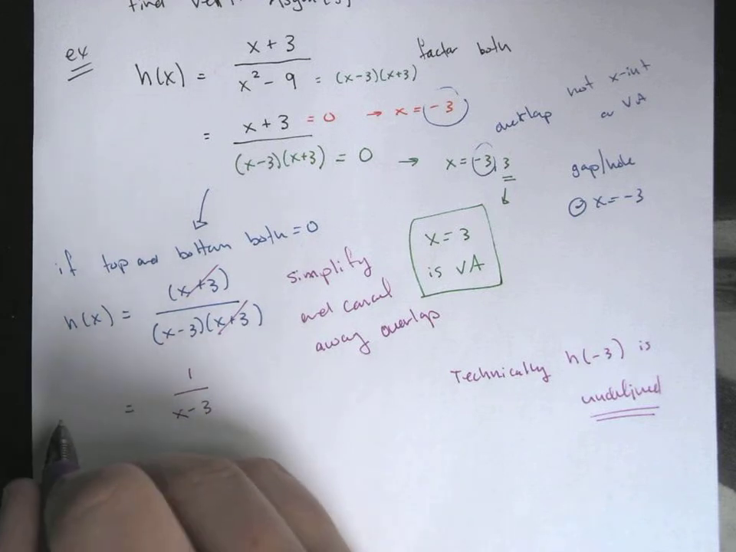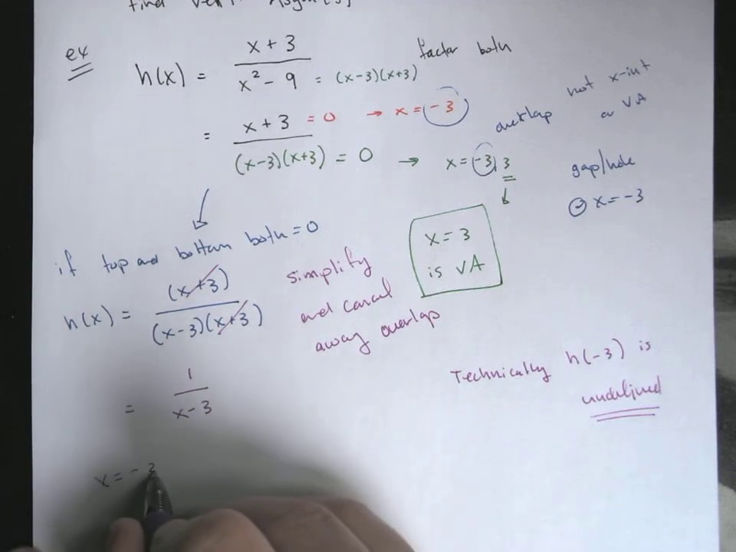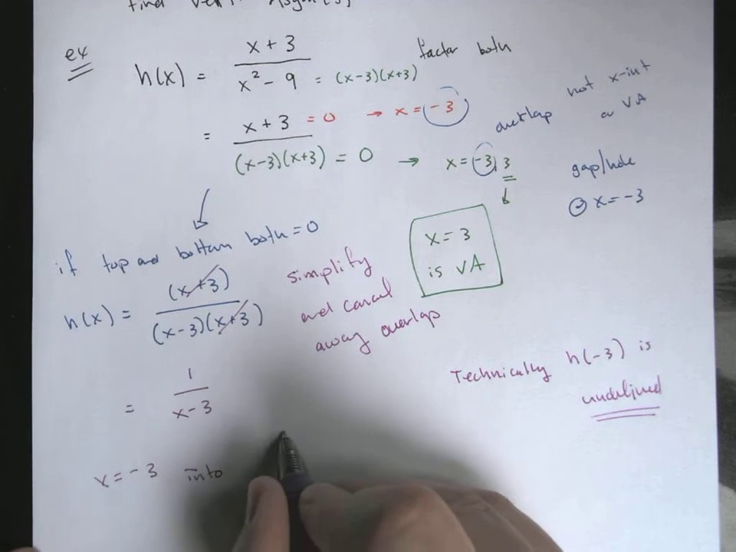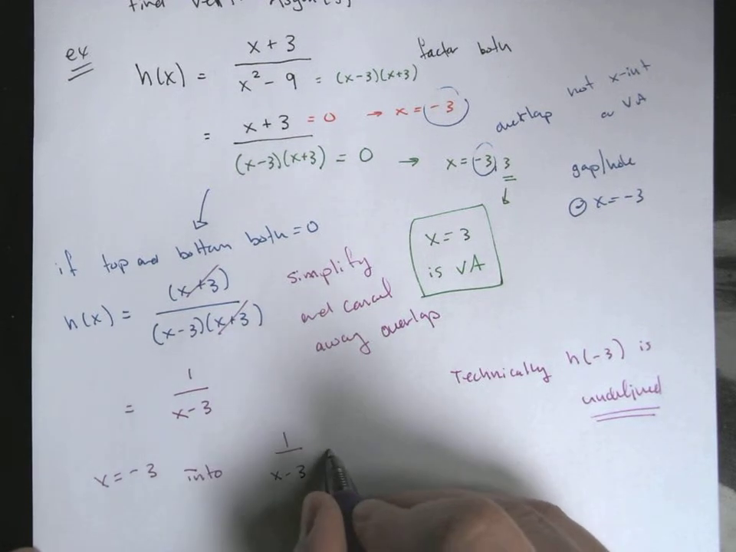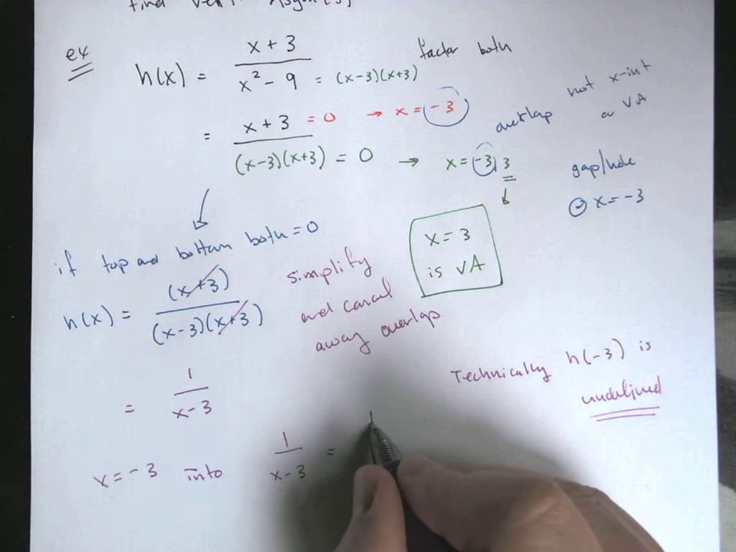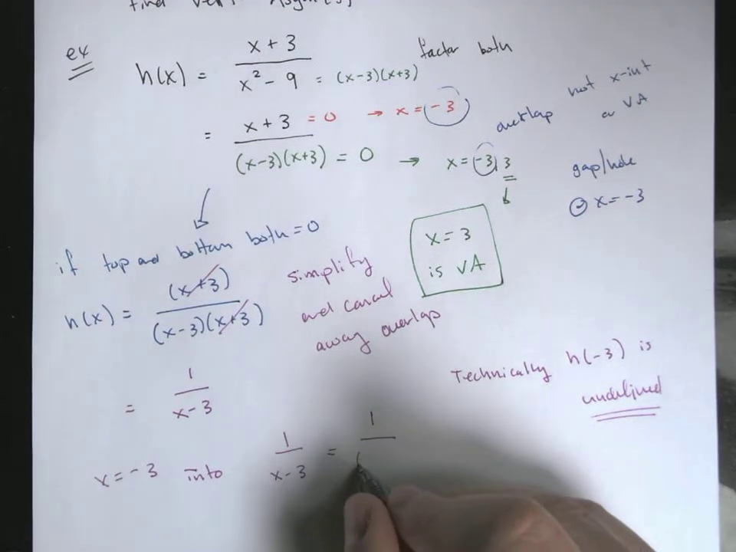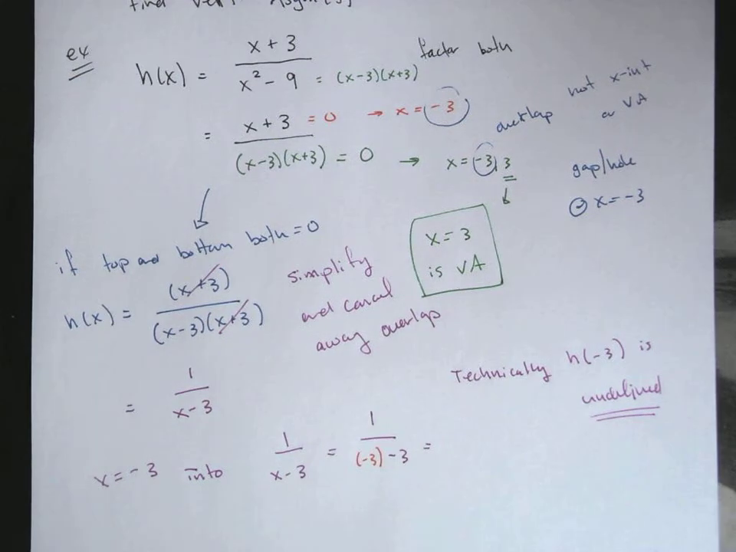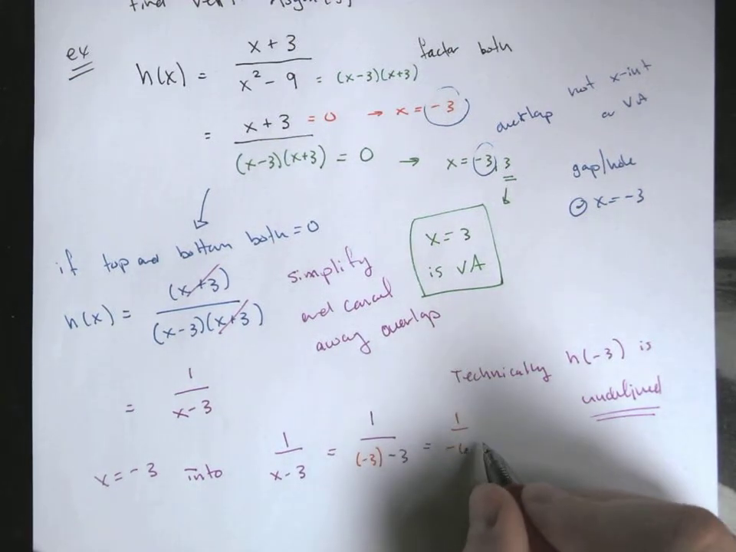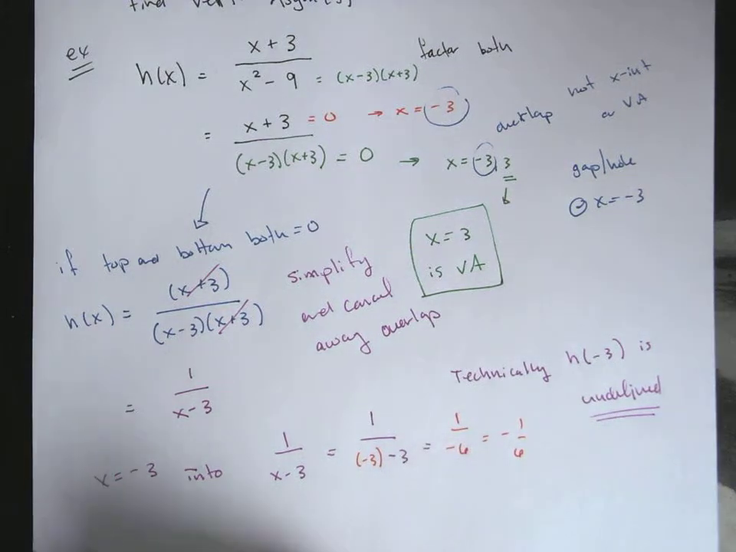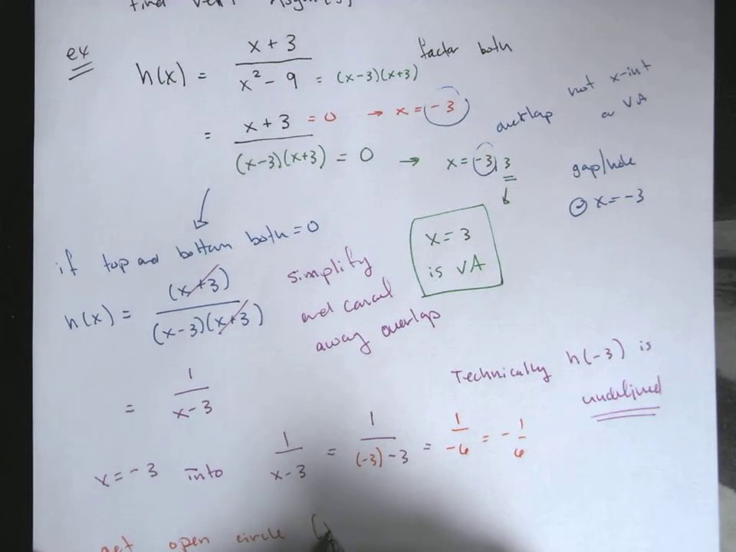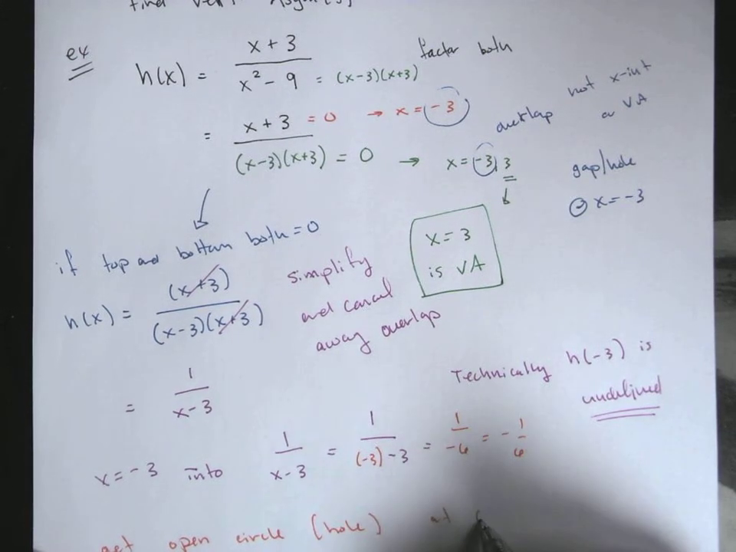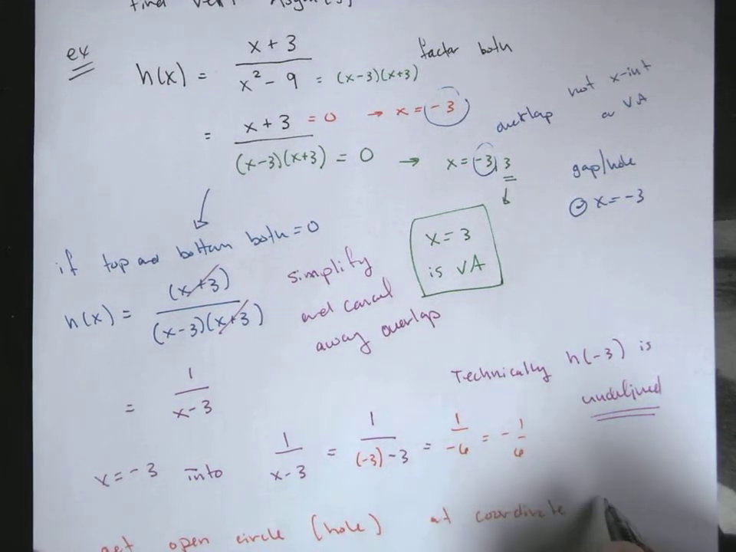So what we're going to do is take x equals negative 3 into this simplified version, 1 over x minus 3, so that's going to become 1 over negative 3 minus 3. That's going to become 1 over negative 6, aka negative 1/6. So I'm going to get an open circle, a hole at the coordinate. So x is negative 3 and the y value is negative 1/6.